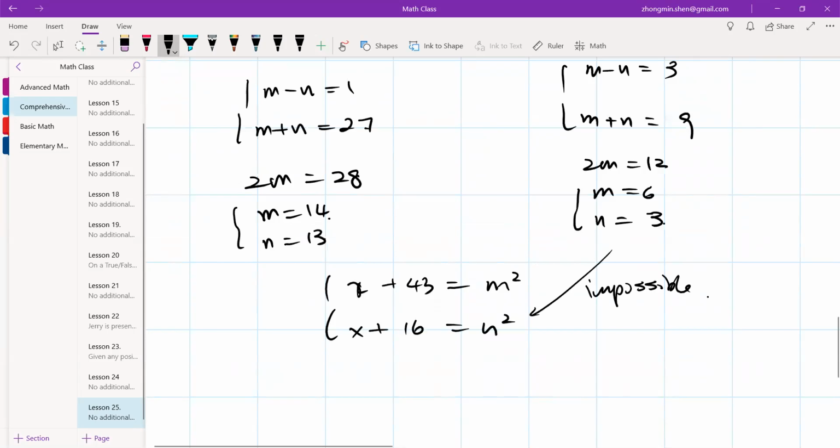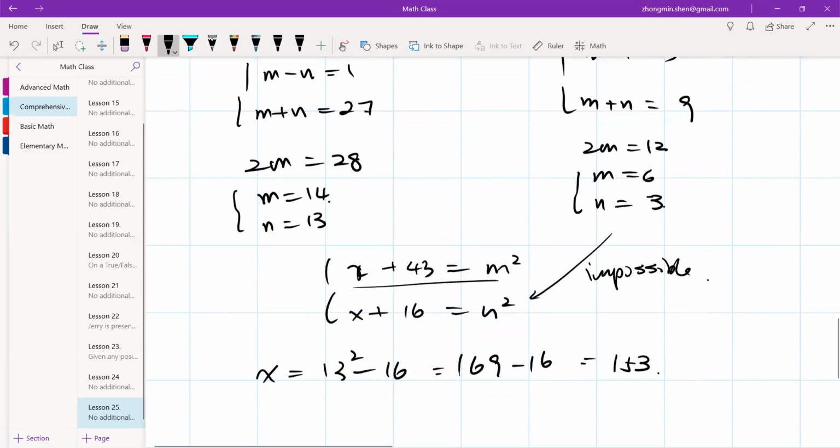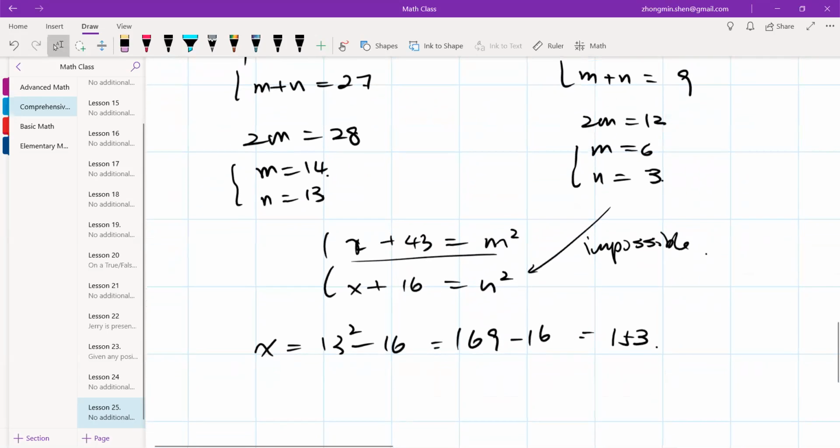Okay, and only the right-hand side is possible. So the only possible solution for x is going to be 13 squared minus 16. 169 minus 16, and that is going to be 153. So x is 153. And it's the same. You can solve from here, you can solve for x. You'll get the same result. No problem. So this is the set of possible solutions; on the right-hand side, impossible.